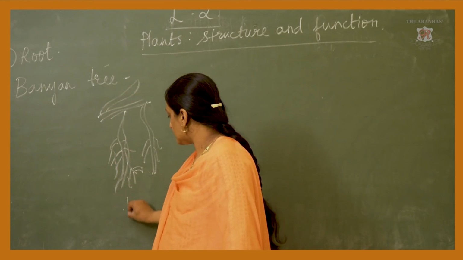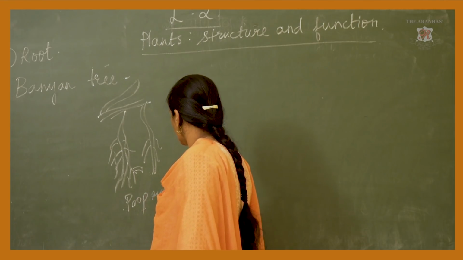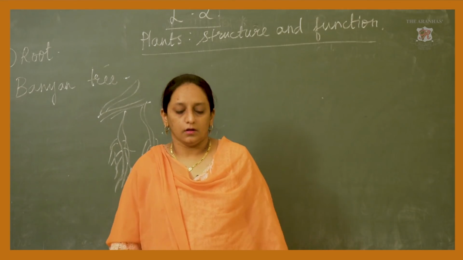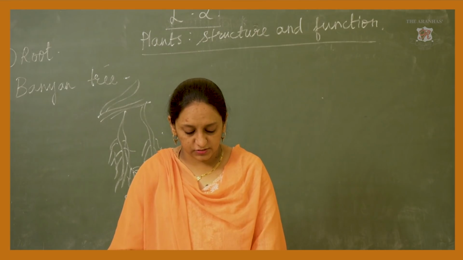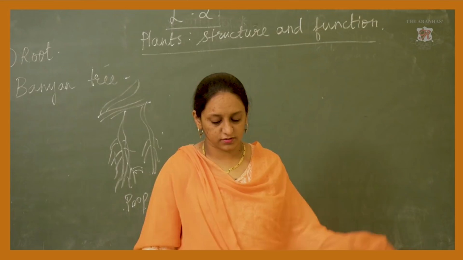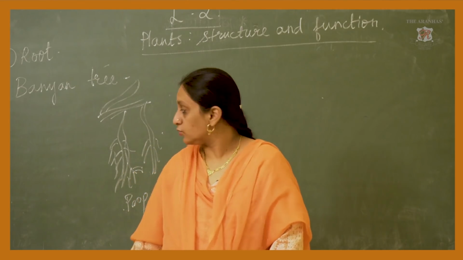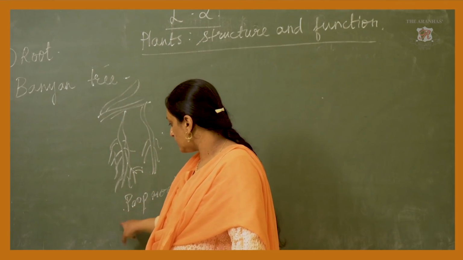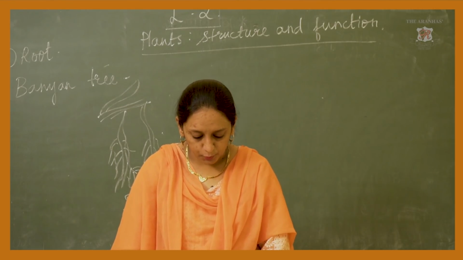These are called as prop roots. They are called as roots only, but which root? Prop roots, because this is the additional part which the banyan tree has as compared to the other trees. So definition is roots emerging from the trunk and branches of a banyan tree grow towards the soil. These roots are called as prop roots. Roots are emerging from the trunk and branches of banyan tree and they come down, they come towards the soil. They are called as prop roots.